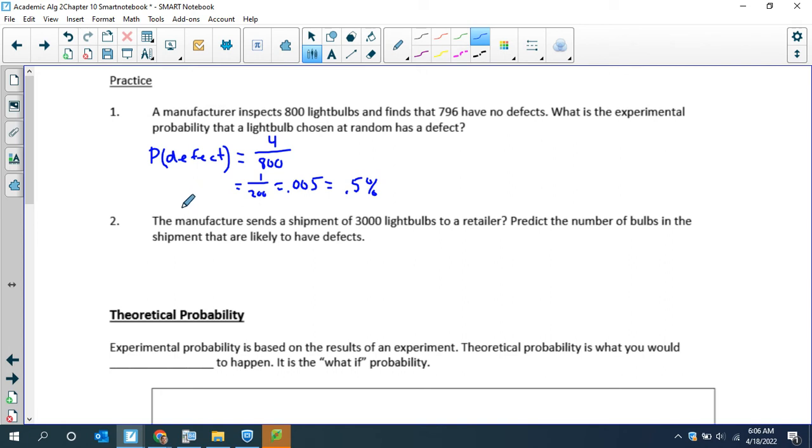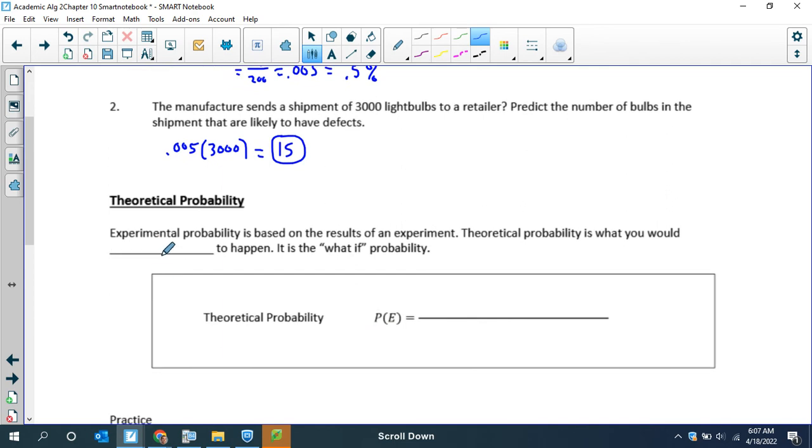The manufacturer sends a shipment of 3,000 light bulbs to a retailer. Predict the number of light bulbs in the shipment that are likely to have defects. So we know that 0.005 of them are expected to have a defect. So out of the 3,000 light bulbs, I'd have to do 0.005 times 3,000. So I would expect 15 of those to have a defect. So that's where we can use probability to help make predictions.